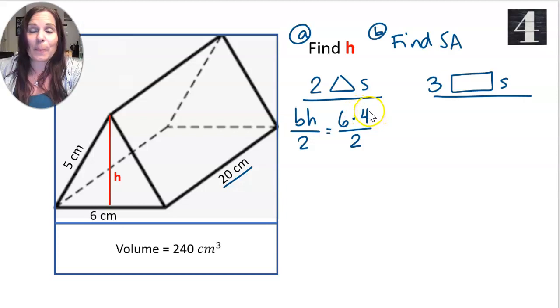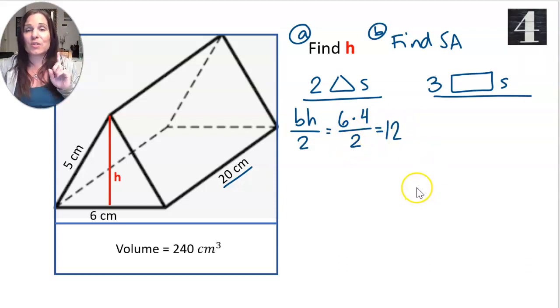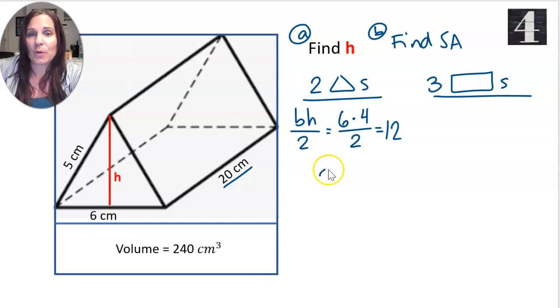6 times 4 is 24. 24 divided by 2 is 12. Now, that's just one triangle, but I've got 2 of them, right? And they're identical. So if I've got 12 for the triangle that's in the front, plus 12 for the triangle that's in the back, that gives me a total of 24 square centimeters. That's for both triangles, right?